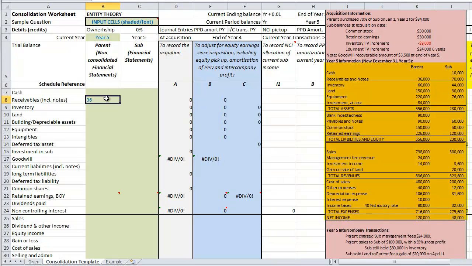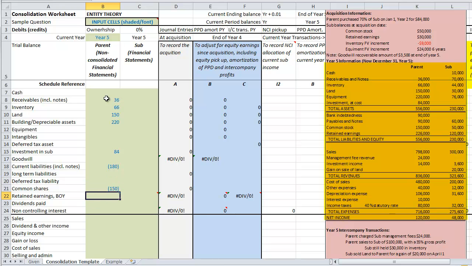We had $36,000 of receivables and notes. We had $66,000 of inventory, $150,000 of land, $220,000 of depreciable assets. We also had an investment in the subsidiary of $84,000. We have bank indebtedness and current liabilities of $90,000 each. These will go in as a negative number as they represent credit balances on our trial balance.